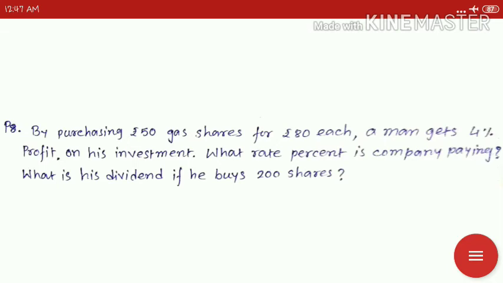What rate percent is the company paying? The percent that the company is paying is the rate of dividend. So we need to find out the rate of dividend, and then we have to find out the dividend if he buys 200 shares. If 200 shares have been bought by this person, then what dividend will the person get? Try it by yourself first, then come to my solution. You know what to do.